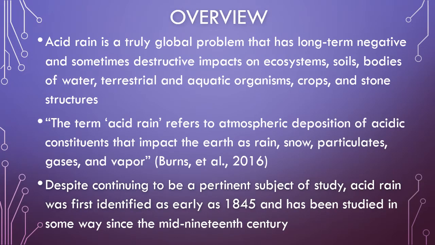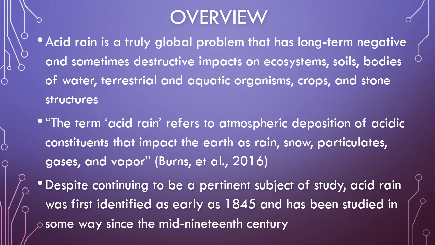As a general overview, acid rain is a truly global problem that has long-term negative and sometimes even destructive impacts on both terrestrial and aquatic ecosystems and organisms, food crops, stone structures, and soils. The term acid rain refers to atmospheric deposition of acidic constituents that impact the earth as rain, snow, particulates, gases, and vapor. That was basically the definition given by one wide-ranging study conducted on this topic in 2016.